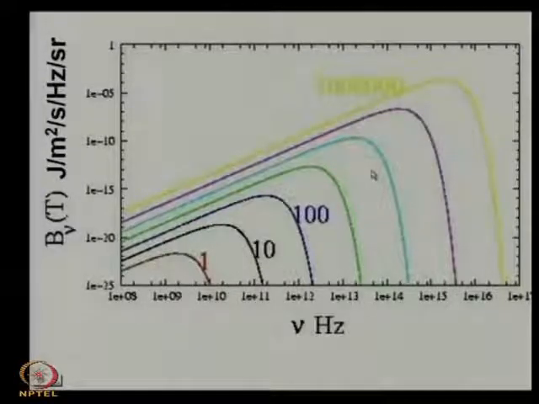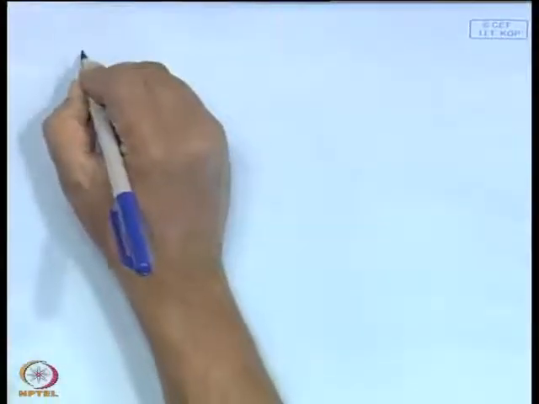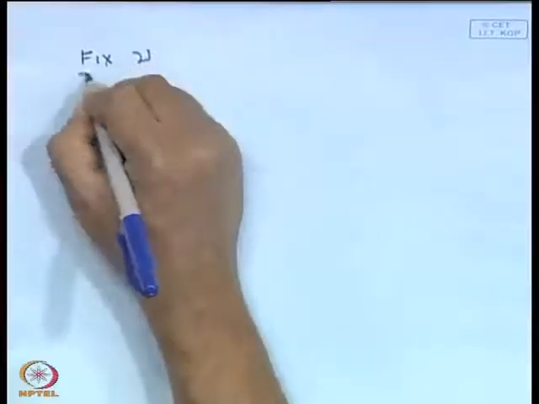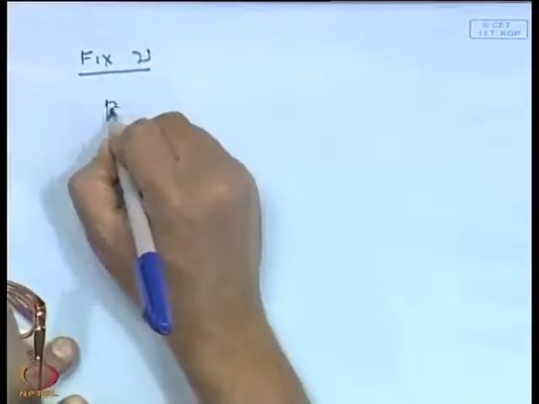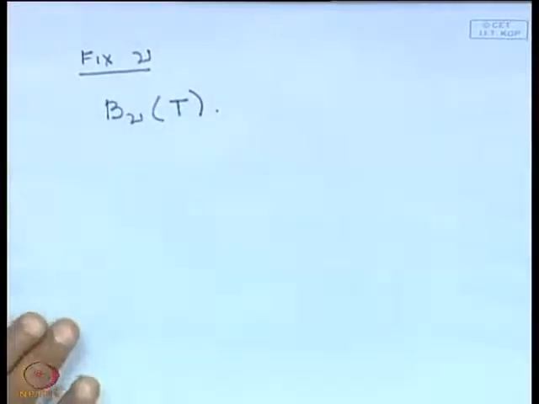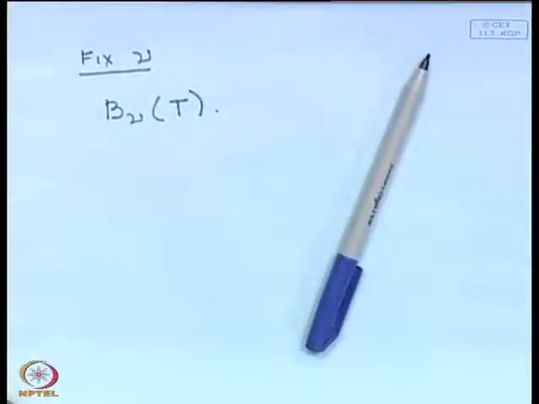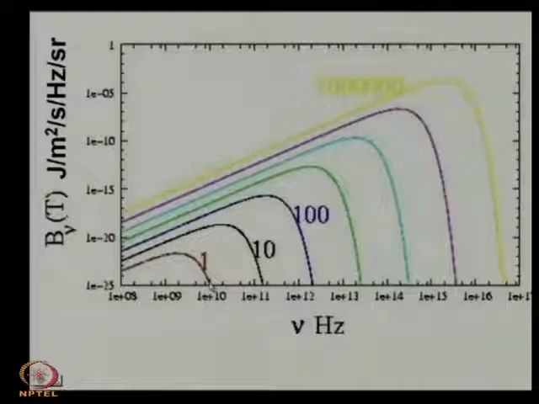Okay. So, before we come to this, let us ask the question, what happens if I fix the temperature? So, if I fix nu and look at B_nu as a function of T. Okay, so I am at a fixed frequency. Let us say I look at this point over here, which is 10 to the power 10 hertz, and vary the temperature, increase the temperature.